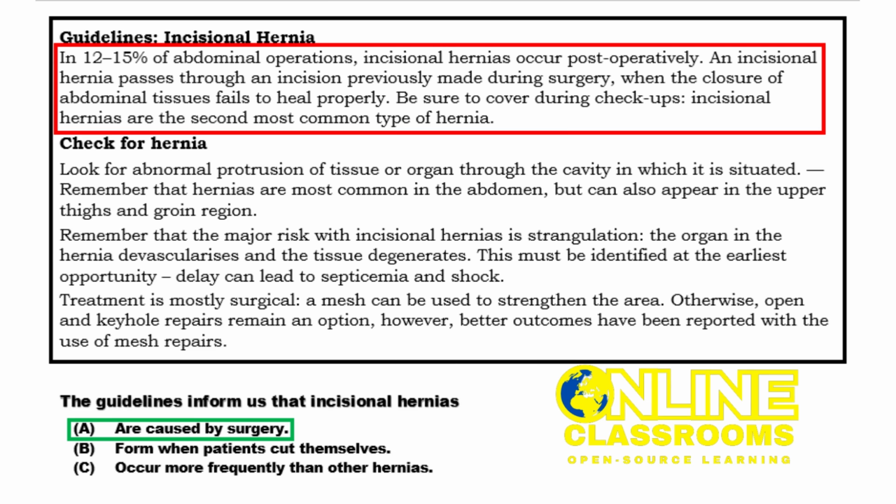The correct option is indeed A, are caused by surgery. Here's why this is the correct option and why the other options are incorrect. A, are caused by surgery.